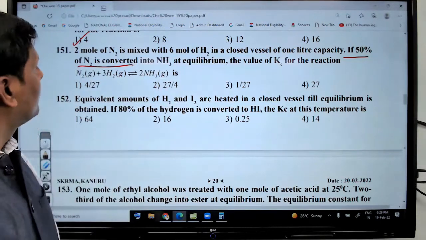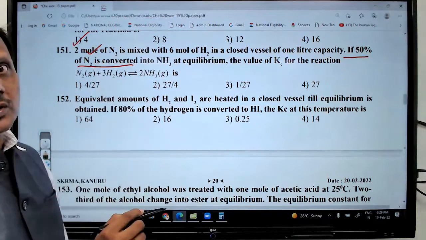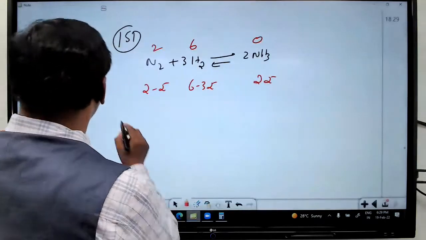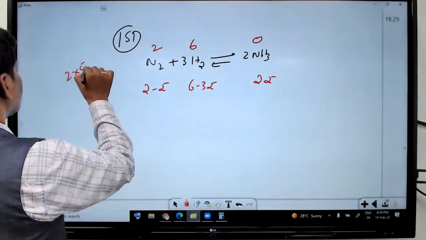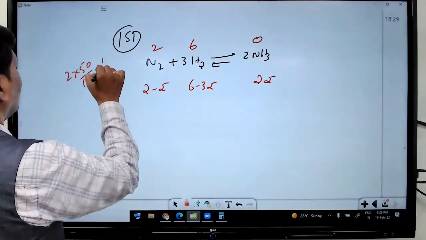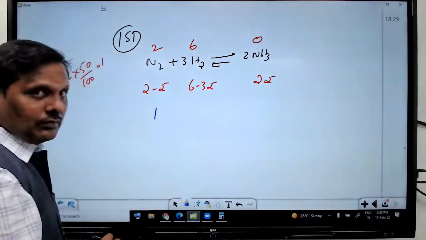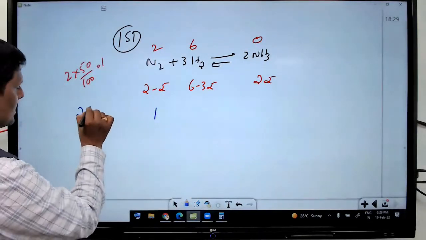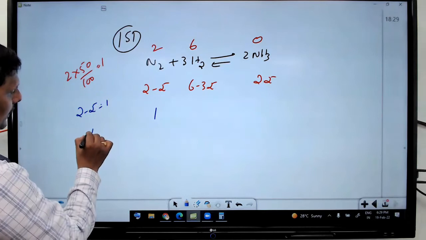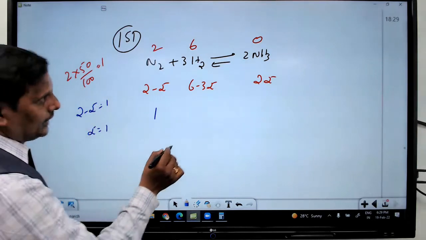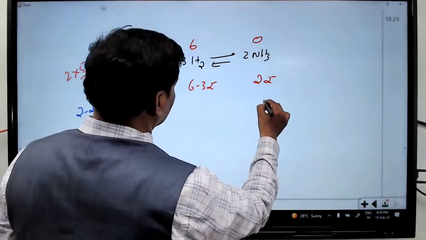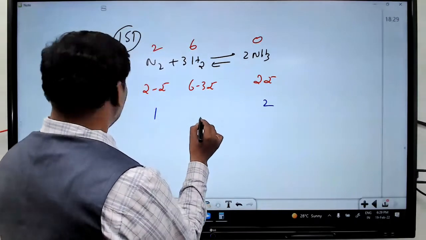How many moles में 50% है? 2 मोल में 50% है. अच्छा, 2 मोल में 50% कितना है? 1. That means indirectly they have given 2 minus alpha is equal to 1. That means alpha is equal to 1. अच्छा, 2 alpha is 2 into 1, 2. 6 minus 3 alpha which is equal to 3.